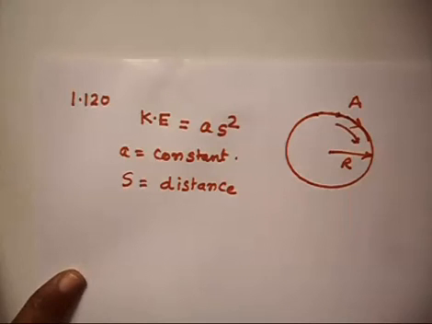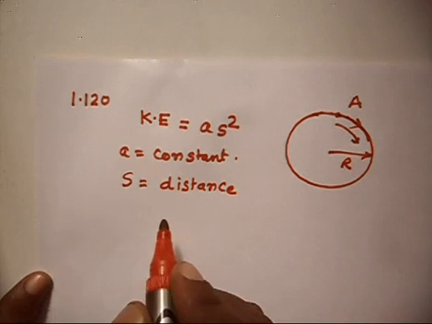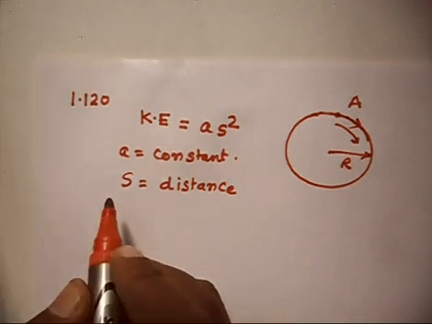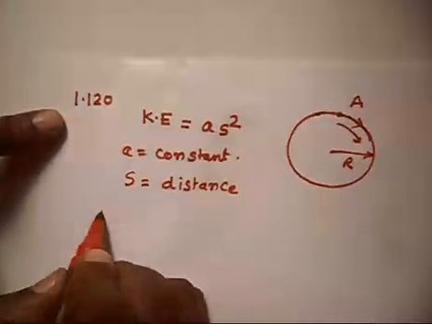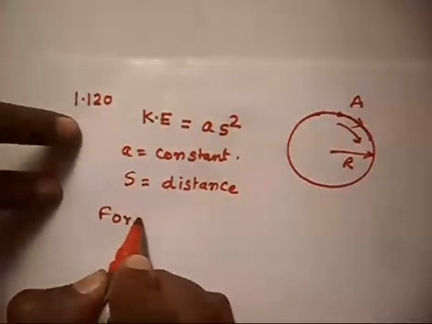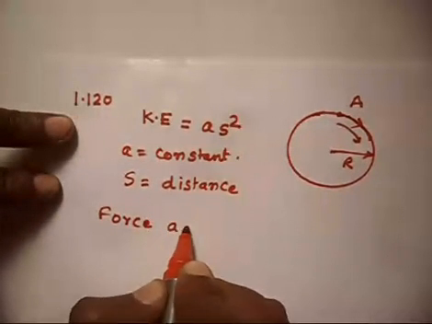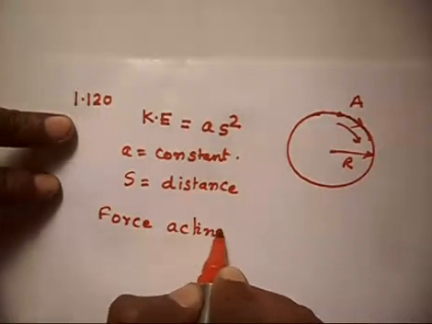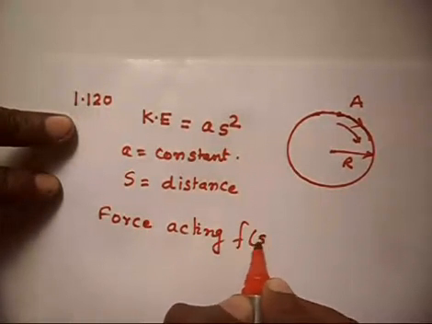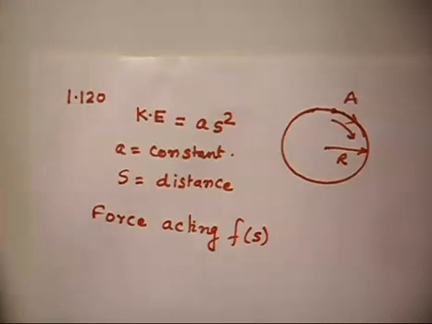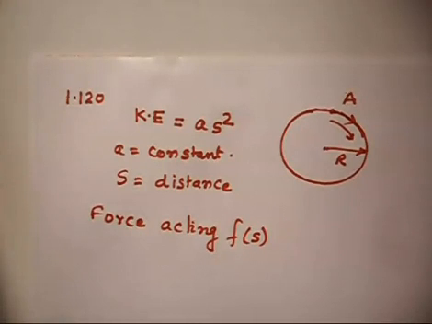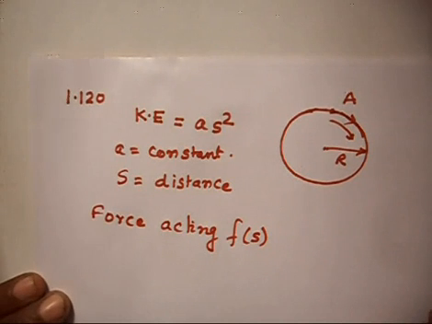Now the next part. The question asks, find the force acting on the particle as a function of s. So we have to find the force acting on the particle as a function of s. This means that to move this particle in a circle, I have to change the forces. A different s gives a different force.